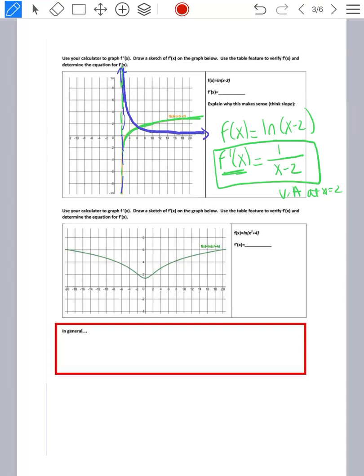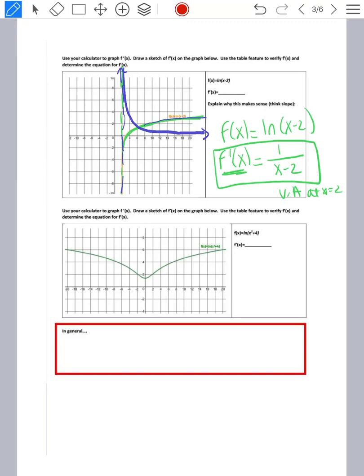So what we've created here is the rational function 1 over x minus 2. And notice that as the slope gets closer and closer to 0, the derivative is getting closer and closer to 0 using that rational function.